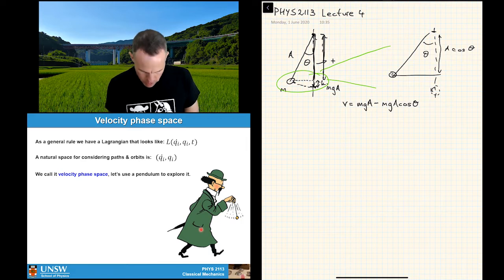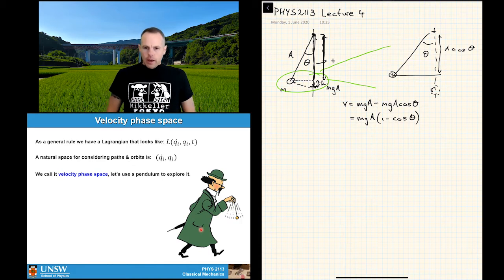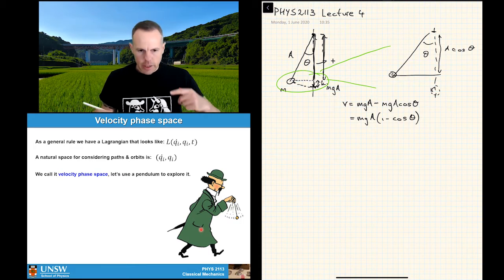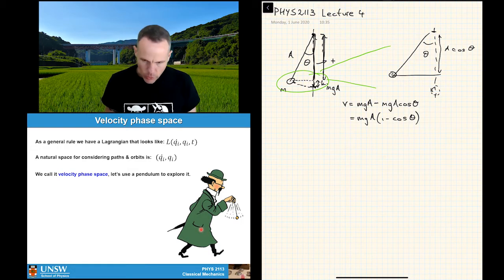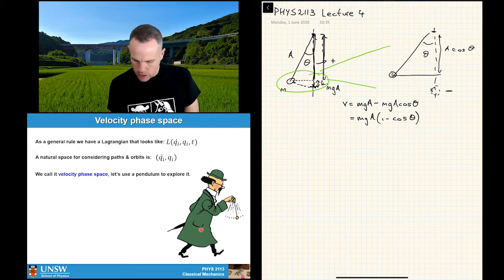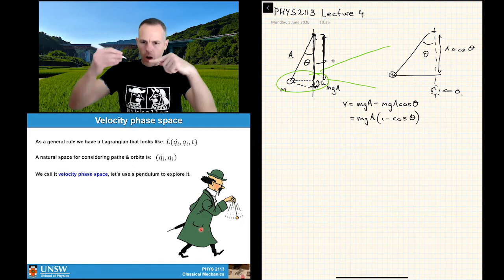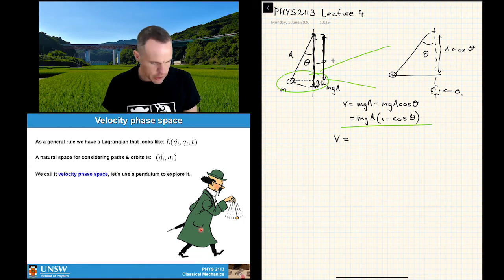Now, you can cluster the terms here and you just get mga(1 minus cos theta). One thing you know about gravitational potential energy is you can set your zero pretty much to any height you want and it doesn't matter very much. So we could assume that our zero position is the height of the bob at the equilibrium position, and then we could write a different expression for our potential energy. It would be minus mga cos theta.